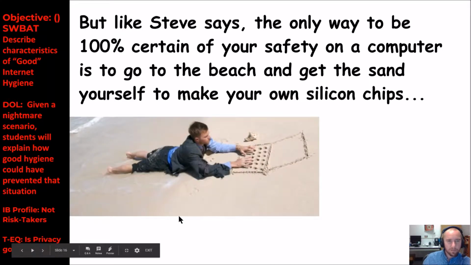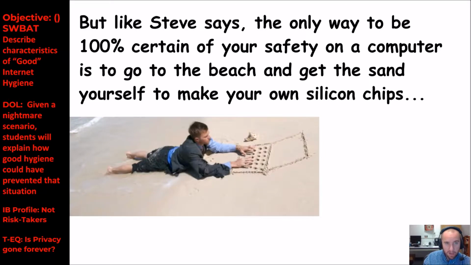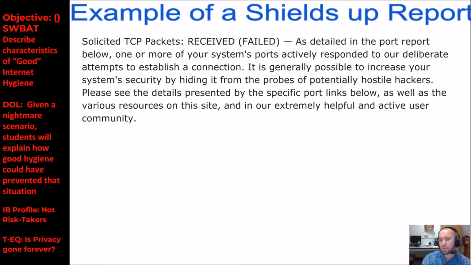Now it's good to be mindful that 100% security is impossible, and Steve Gibson here says that the only way to be 100% certain is if you went to your own beach and created the microchips yourself out of the silicon. Silicon is made of sand, so if you gathered the sand and made your own chips, that might be the only way to ensure your own safety.